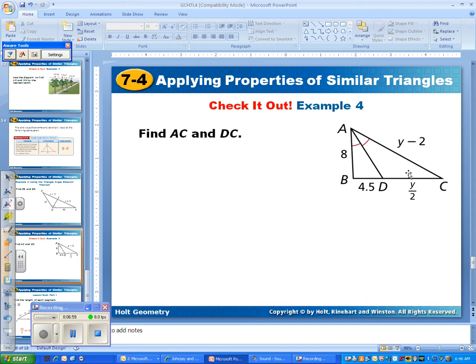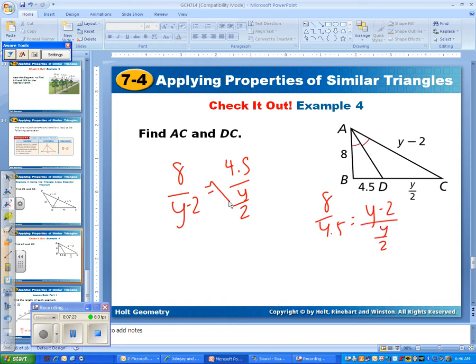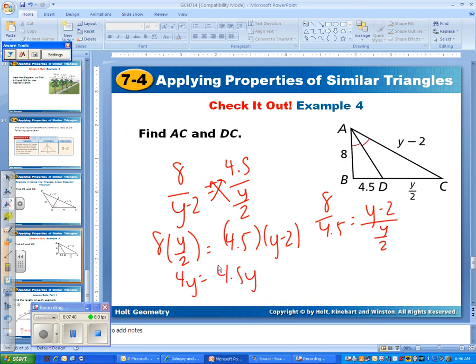Okay, last one. Same thing, we have angle bisectors, so we know that these two triangles are going to be similar. So you could say 8 over y minus 2 equals 4.5 over y over 2. You could also say 8 over 4.5 equals y minus 2 over y divided by 2. It's up to you. These are going to be the same thing, because either way, when you cross multiply, you're going to get 8 times y divided by 2 equals 4.5 times y minus 2. And sometimes the fractions scare people, 8 divided by 2 is just 4, so this would be 4y, and this would be 4.5y minus 9.